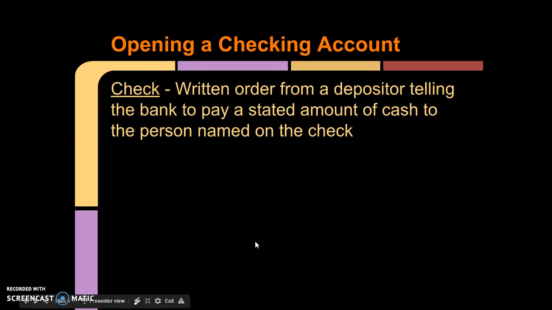If you're going to open a checking account, you have a check. This is a written order from a depositor telling the bank to pay a stated amount of cash to the person named on the check. So, pay to the order of, that's where the money gets sent. That's who gets paid based off of the check being written to that particular person or organization.